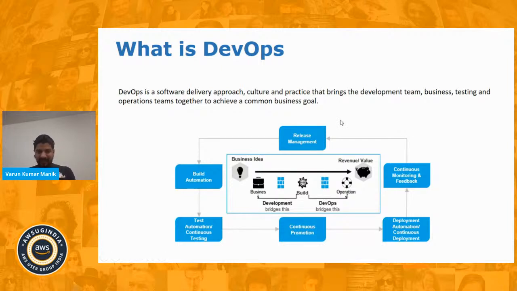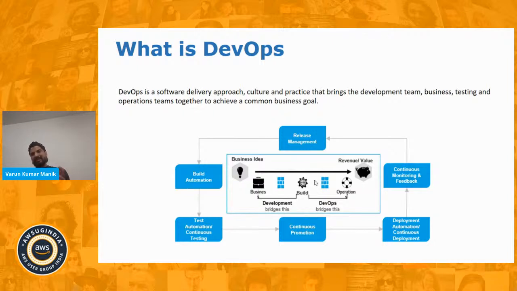Typically you can see in the center there is a business idea, revenue, and value. All the businesses, whatever we are doing right now, everything revolves around the business and its revenue. Here you can see we are building some application. It might be a web application, a desktop application, any application, right? So the development as well as the operation. In the middle we have the business, the operations and build, and the development bridge, as well as the DevOps bridge.